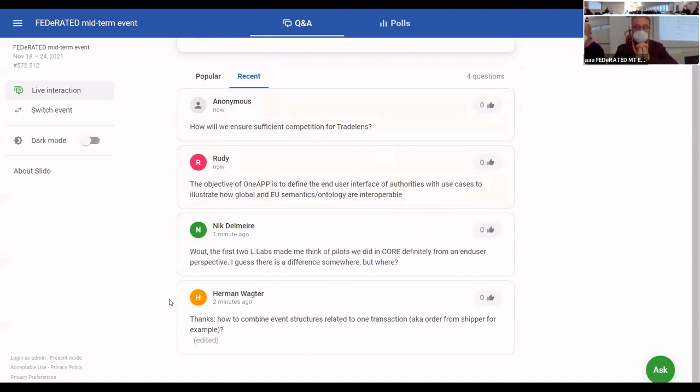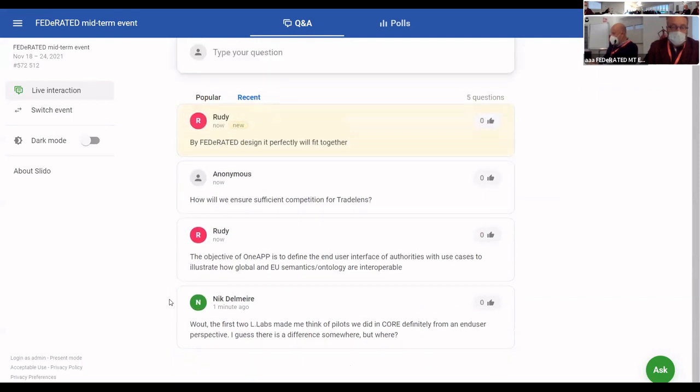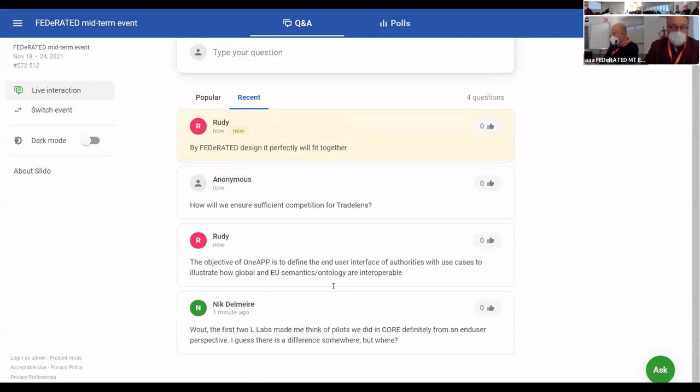I think a fan of yours is putting another question on the first two labs, so CAS and FID and Rail. It made me think of the pilot we did on core, differently from the end user perspective. I guess there is a difference somewhere, but where?